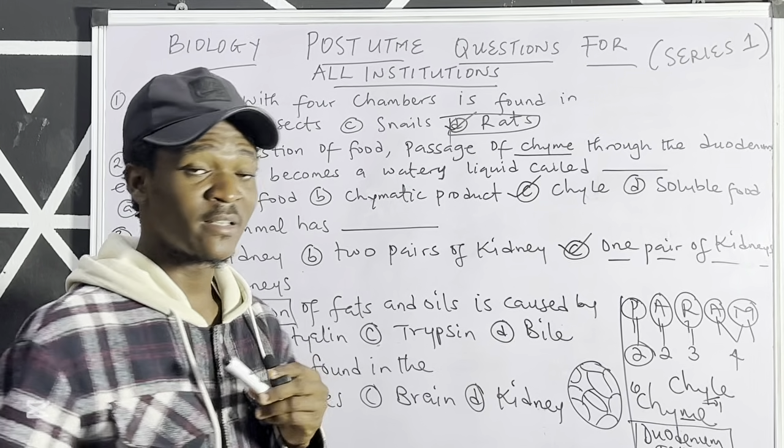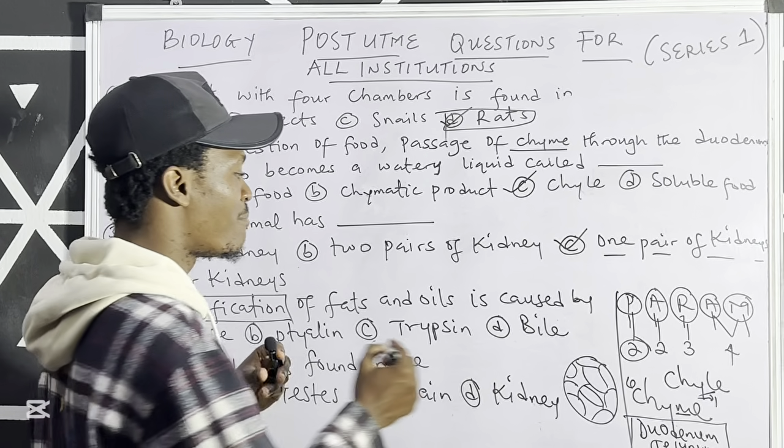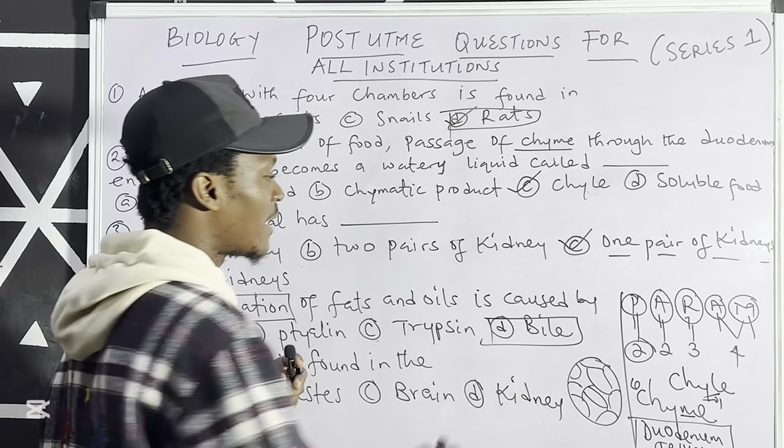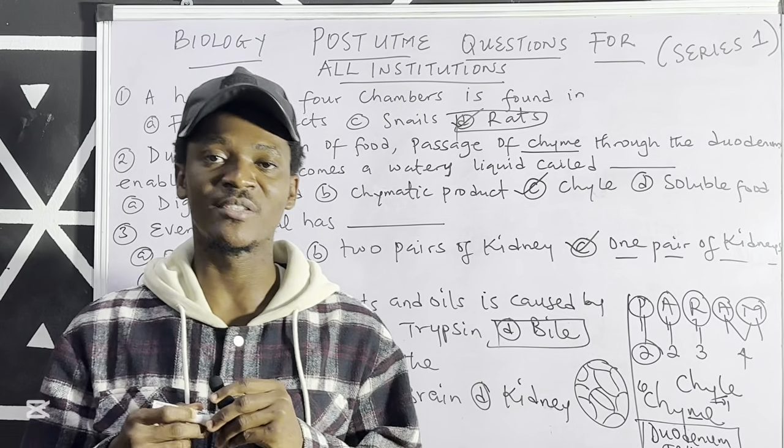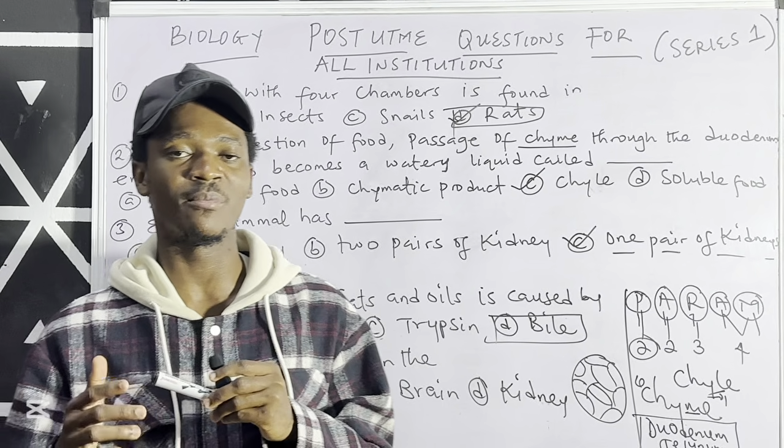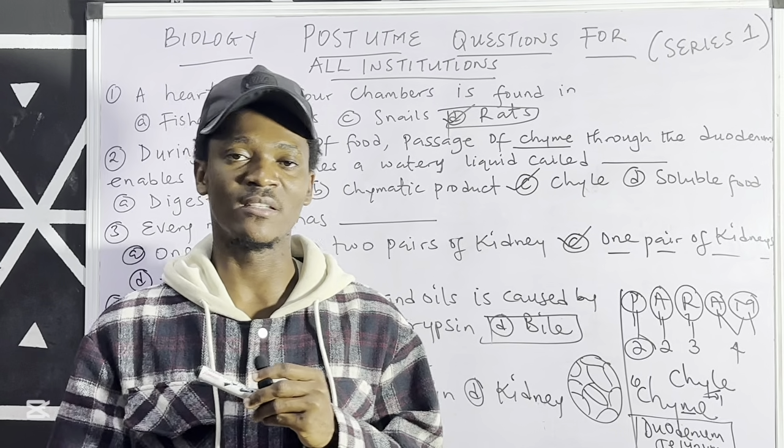Then this guy is our answer, which happens to be bile. Now, bile is involved in the emulsification of fats and oils, meaning the breakdown of fats and oils into tiny droplets.